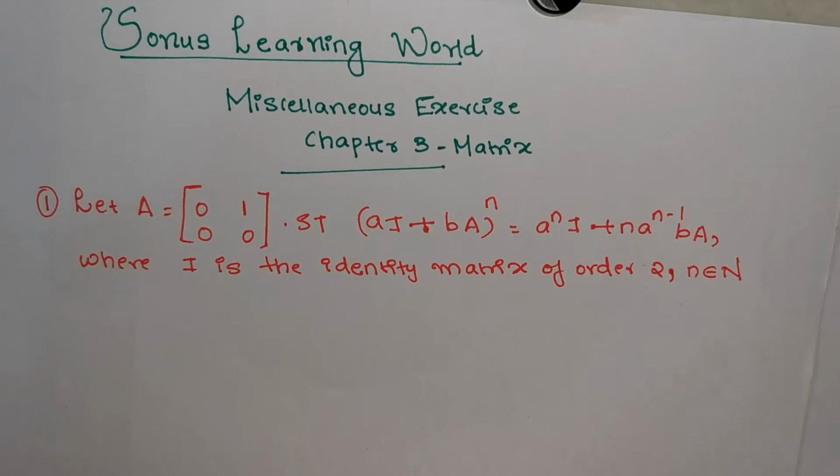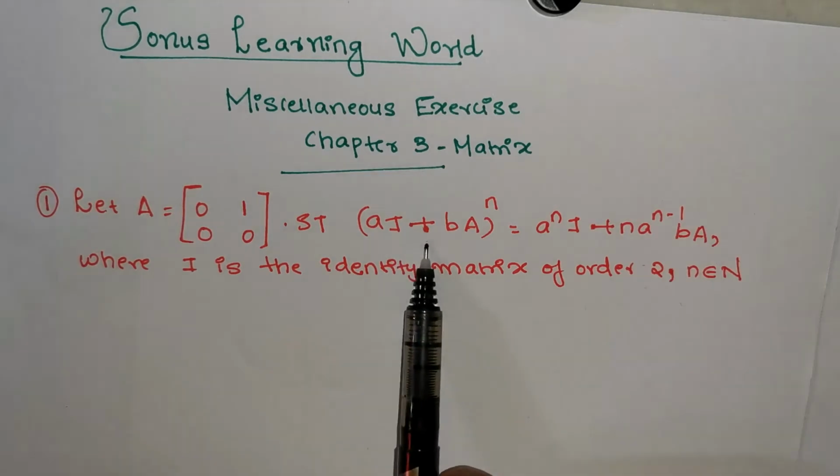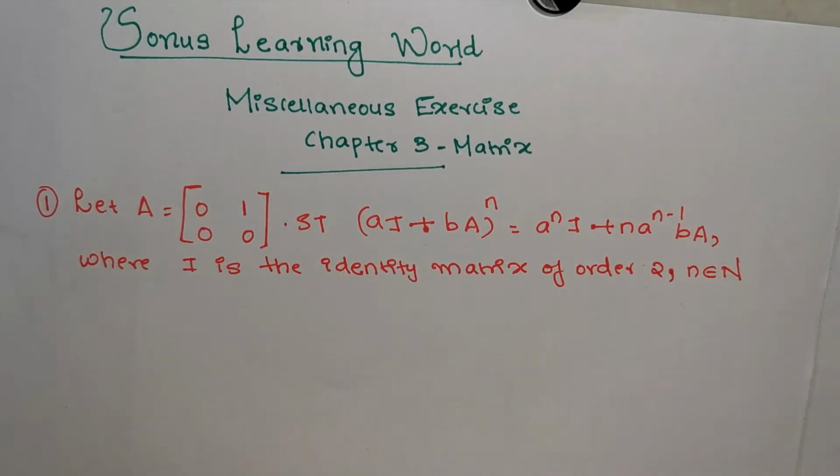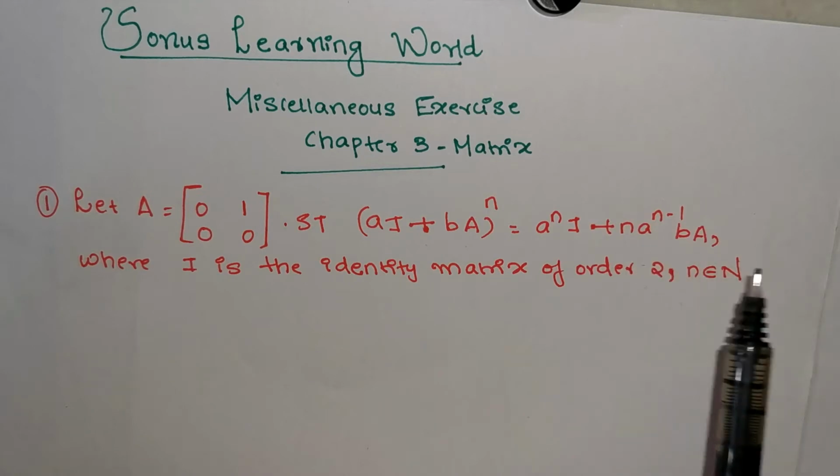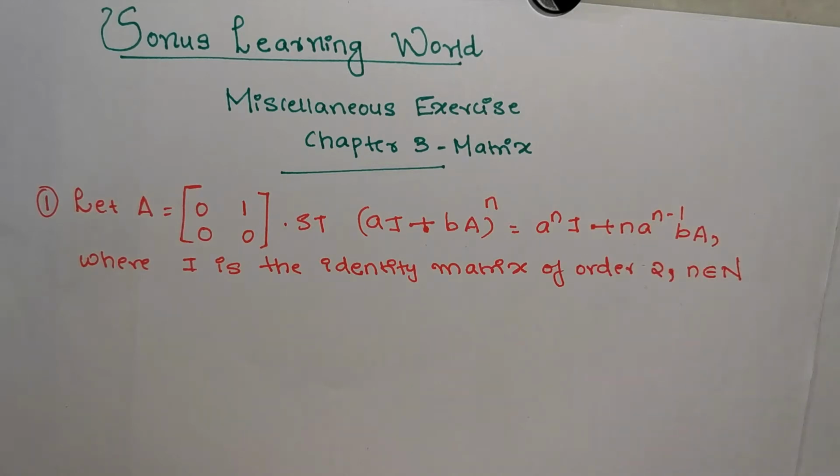The first question is, let A is equal to 0, 1, 0, 0. Show that (aI + bA) raised to n is equal to a raised to n I plus n a raised to n minus 1 bA, where I is the identity matrix of order 2.